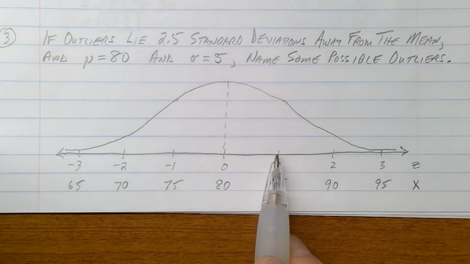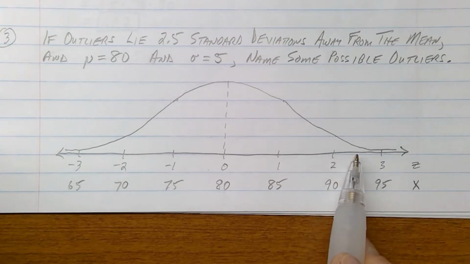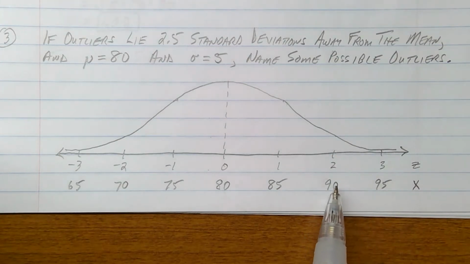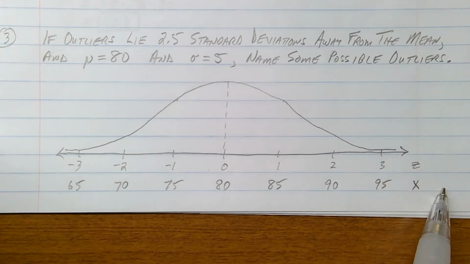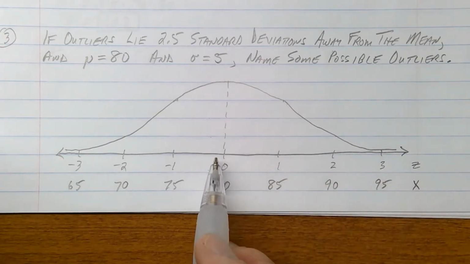Here's 1 step above, 2 steps above, 2.5 would be right there. So if we drop down to our story problem numbers, it's in between 90 and 95. So that'd be about 92.5. So if I was going to name some possible outliers, I'd say 93 is further away, 94, 95, 96, 97, 98, 99. Any of those values is more than 2.5 steps above the expected value.